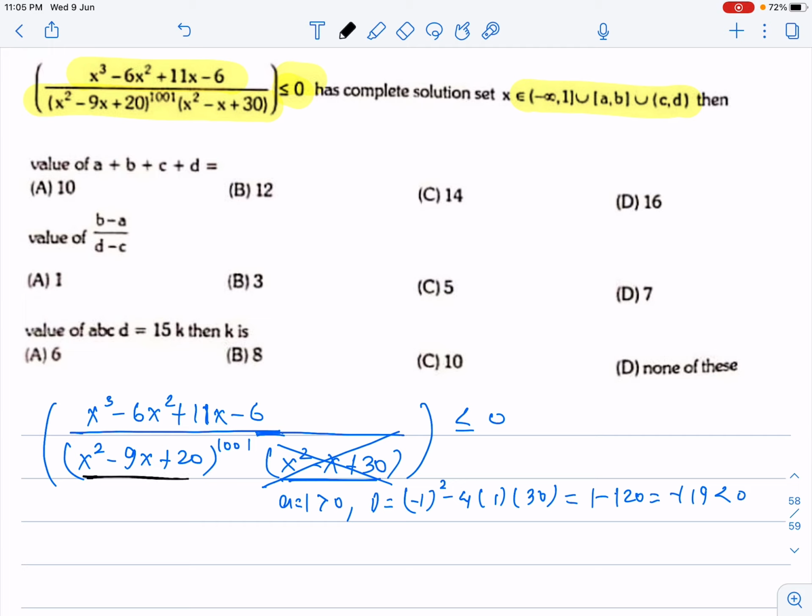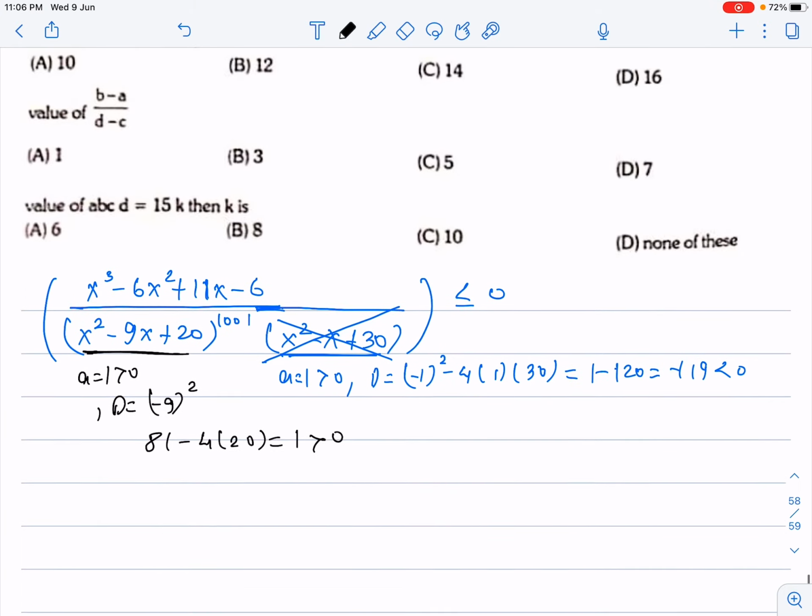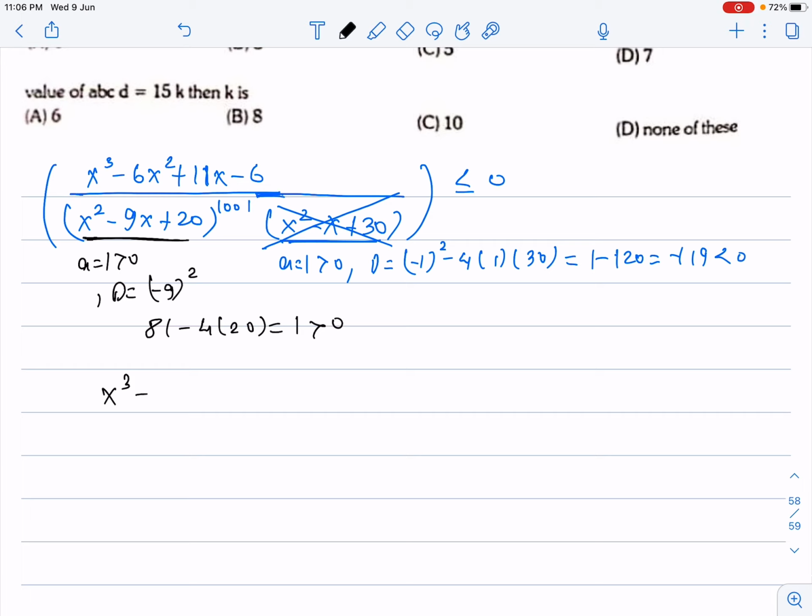Now let's talk about this quadratic. The a value of this quadratic is 1, which is greater than 0, and the discriminant is minus 9 the whole square, that is 81, minus 4 into 20, that is 1 we know. So D is greater than 0. So this quadratic is factorizable also, I could see it very easily. So let's rewrite the question like x cube minus 6x square plus 11x minus 6 divided by x minus 4 into x minus 5, and its whole power 1001 is given to you, that is less than or equal to 0.